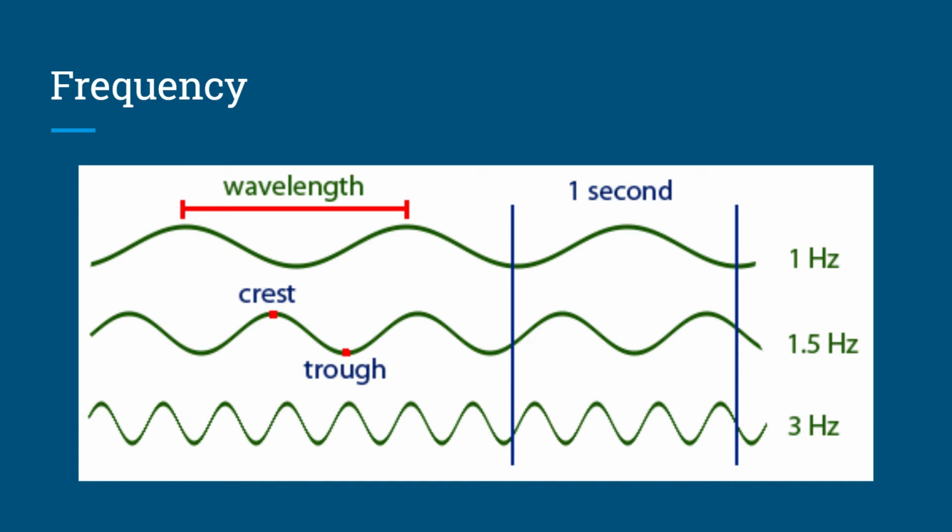Here's just an example of that. So if we have 1 second and 1 wavelength, so remember we can go from trough to trough, not just crest to crest. So 1 wavelength, trough to trough, in 1 second would be 1 hertz. 1.5 wavelengths, 1.5 hertz. 3 wavelengths, 3 hertz. So again, it scales.